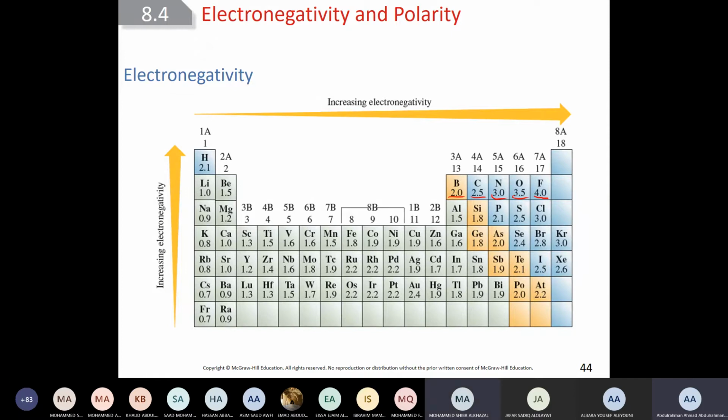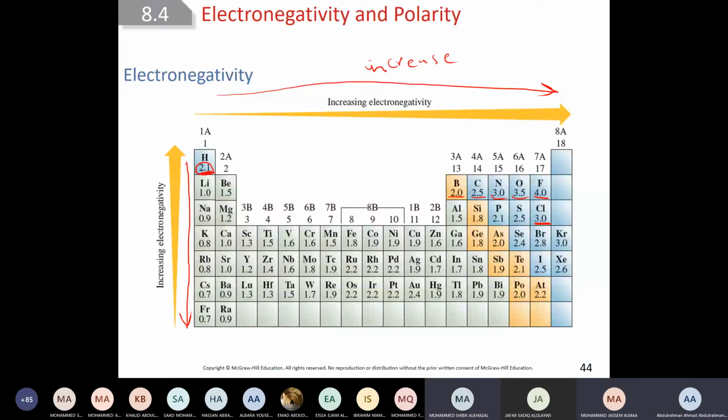Yes. Others that I want you to memorize. What is it for hydrogen? 2.1. And for chlorine? 3.0. The others, I don't want you to memorize. Don't worry about the rest. But I want you to know generally, as you go down in the periodic table, what happens to the electronegativity? It decreases. And as you go across from this side to this side, it increases.